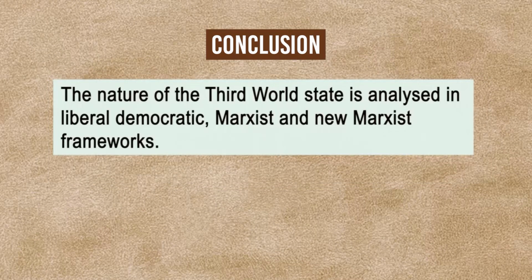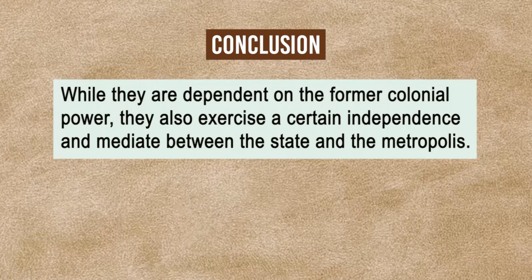The nature of the third world state is analyzed in liberal, democratic, Marxist and new Marxist frameworks. The third world economies are integrated into the world economy, which is guided by the principles of free market, and represent the interests of the dominant sections of the society. While they are dependent on the former colonial power, they also exercise a certain degree of independence and mediate between the state and the metropolis. So the third world state is described basically as an overdeveloped state, rather than a state having relative autonomy, or rather as a dependent state.